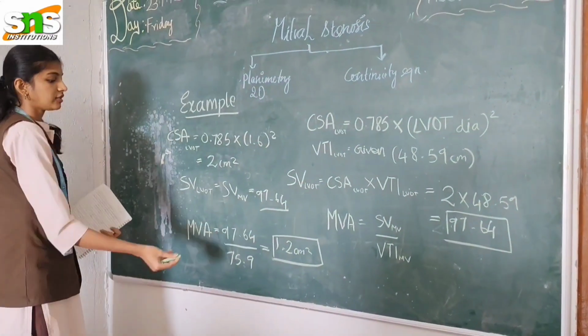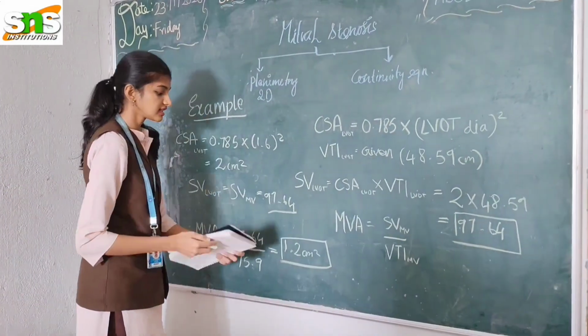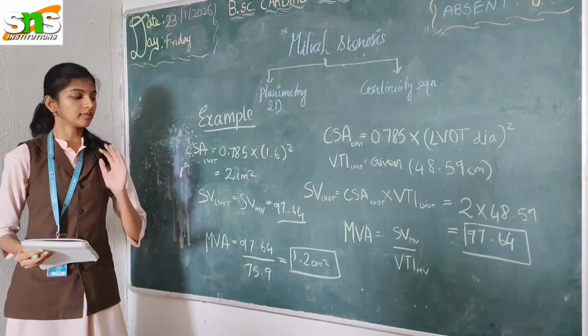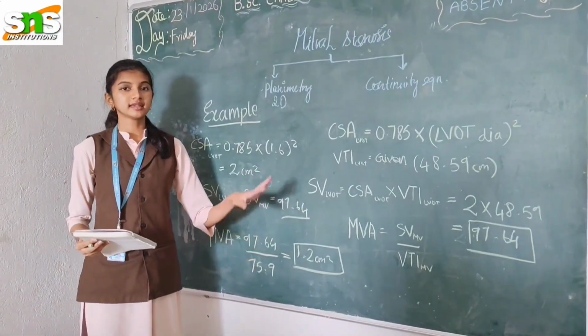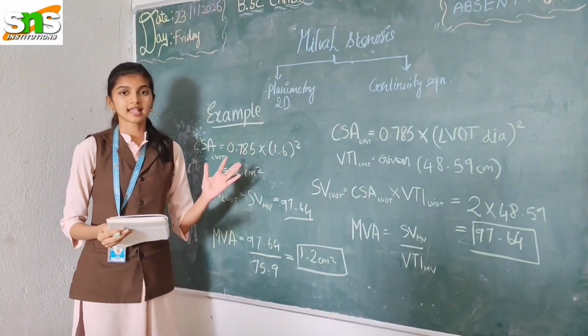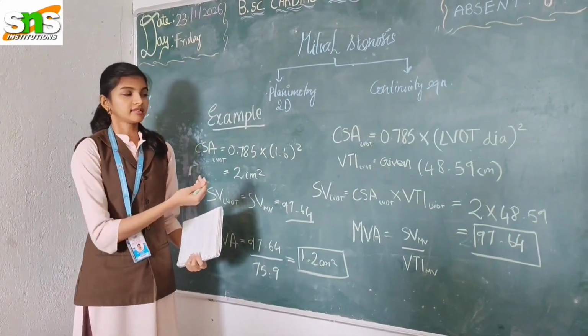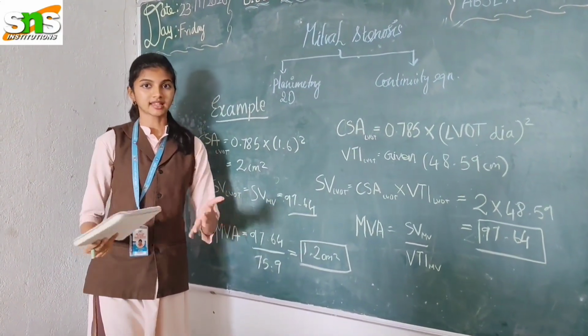The MVA value we obtained from all these calculations is basically 1.2 centimeters squared. And as seen in the tabular column before, 1.2 falls in the moderate range. So this example was an example of moderate mitral stenosis, and that's it. My friend will further summarize the whole concept.